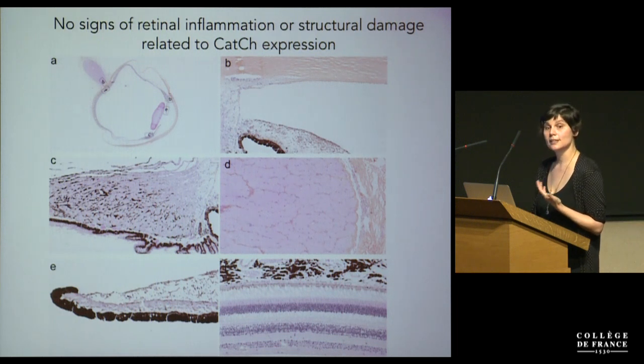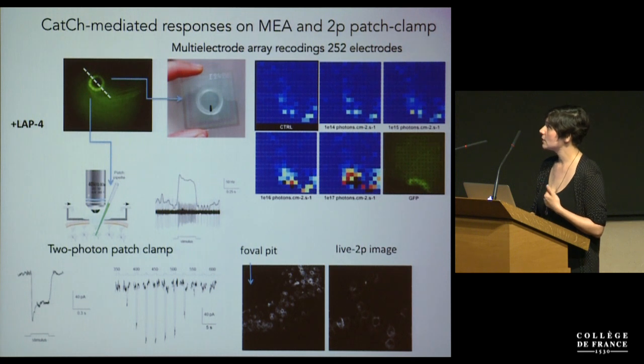So then we went on to asking, is it also efficient? And we've seen that with this dose and with this promoter, we're able to obtain efficient responses. So when we take this normal macaque retina and block the endogenous phototransduction using L-AP4, what happens is that we get the responses that come directly from the CatCh, and these co-localize very well with the area, this perifoveal ring, where the CatCh is expressed, and the responses start at about 10 to the 15th photons per centimeter square per second.